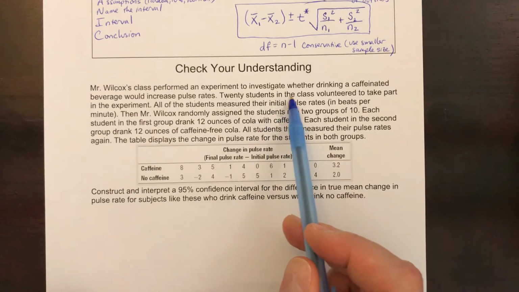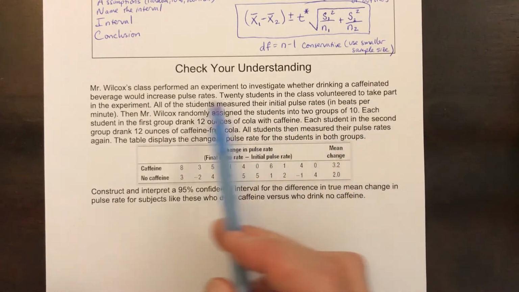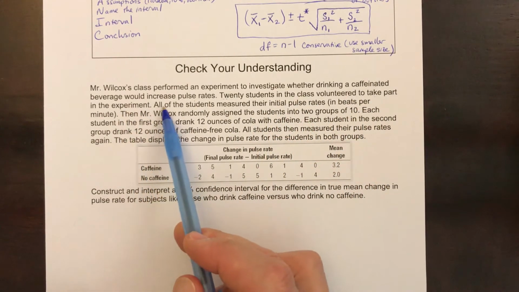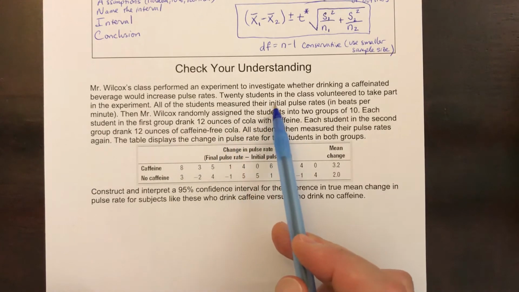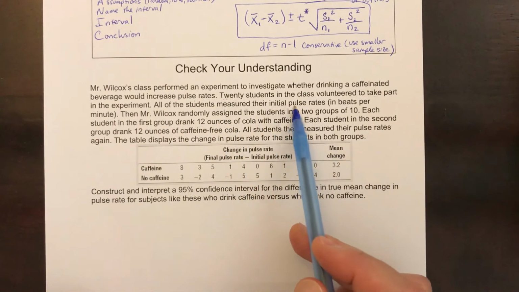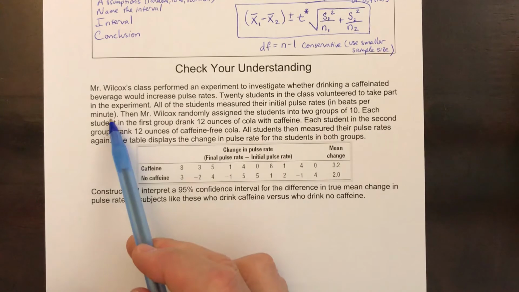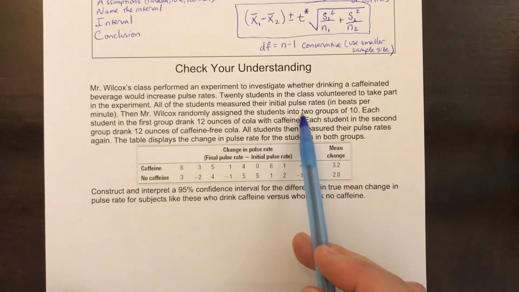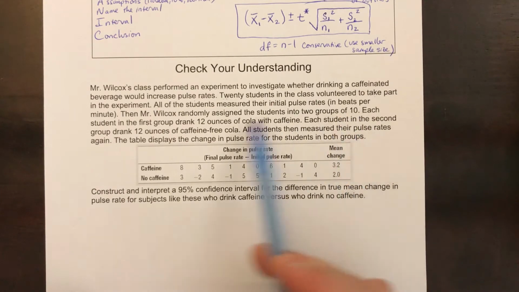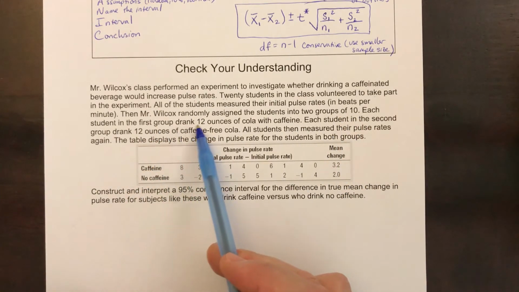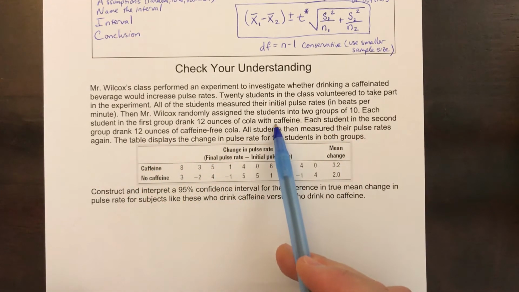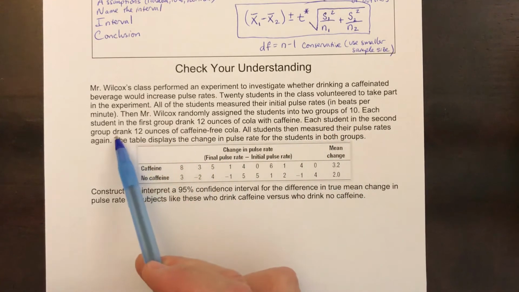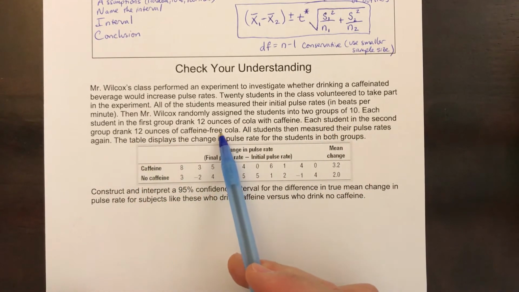20 students in the class volunteered to take part in the experiment. All of the students measured their initial pulse rates at the beginning in beats per minute. Then Mr. Wilcox randomly assigned the students into two groups of 10. Each student in the first group drank 12 ounces of cola with caffeine. Each student in the second group drank 12 ounces of caffeine-free cola.